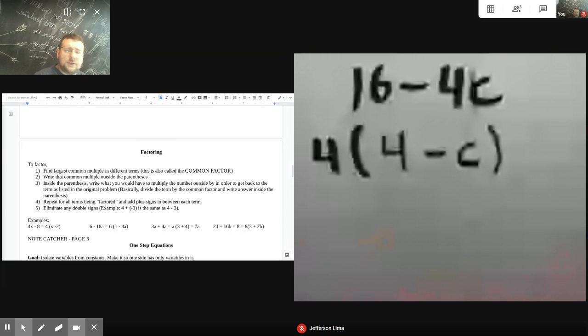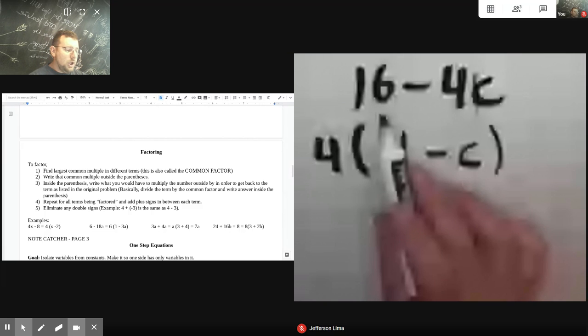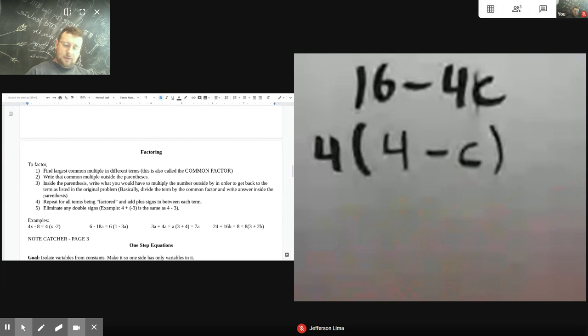To know if you did this right, you can just try to go backwards. What is 4 times 4? Well, that's 16. So that looks good. And what is 4 times negative c? Oh, that's negative 4c. So that also looks good. And so that's how you factor. You literally just write the expression and pull out what's in common, the factor that lives inside both of the terms. So let's try to do another one of these, right?